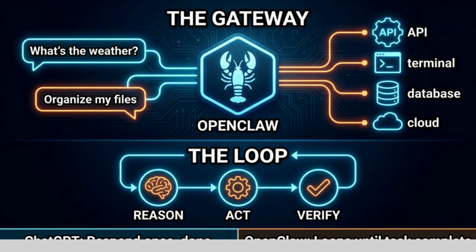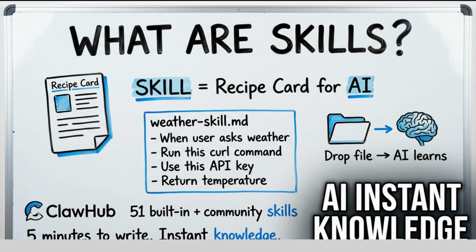Now the big question comes: how does OpenClaw actually know how to do the things you ask for? It learns through two main systems, skills and MCP. Let's break those down. First, skills. Skills are the simplest way to teach OpenClaw new capabilities. A skill is basically a text prompt that explains how to perform a task.